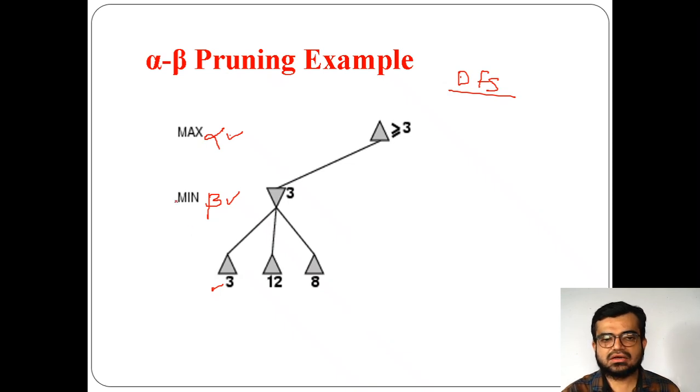Okay. Now as you are taking beta, that means you are finding the minimum value. So first it compares 3 and 12. Which is the minimum value you got? 3. Again this 3 will be compared with 8. Which is the minimum value among 3 and 8? So 3 is the minimum value.